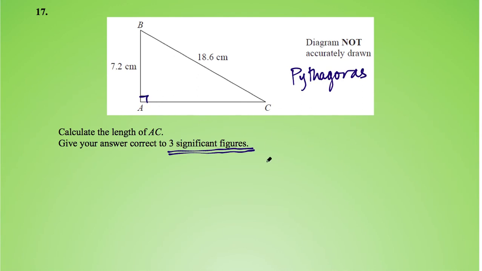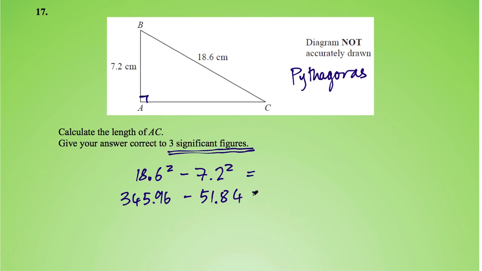No angles involved, so it's not trigonometry. It's just side lengths. And we know that the hypotenuse squared is the sum of these other sides squared. So we've got the hypotenuse. We therefore need to subtract the smaller side. So 18.6 squared minus 7.2 squared on your calculator. You don't need to write down this step, but you might want to, just to make sure you're doing the right thing and not making mistakes on the way.